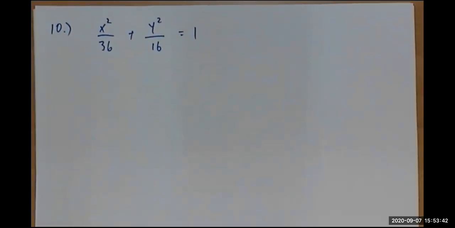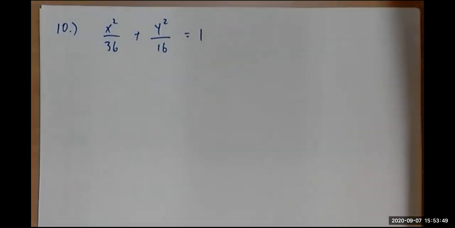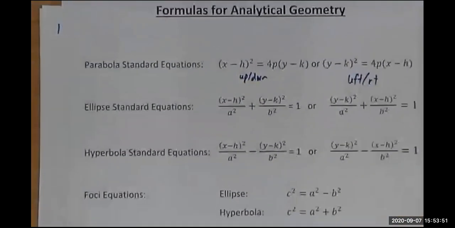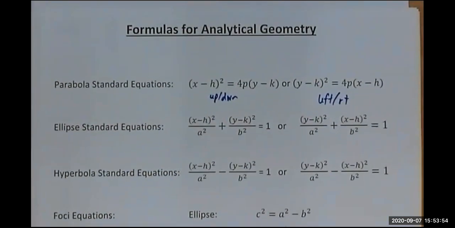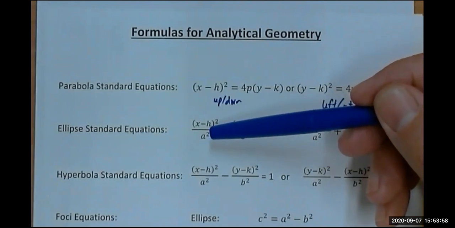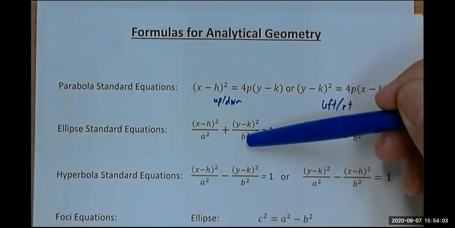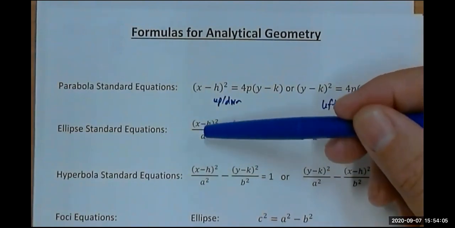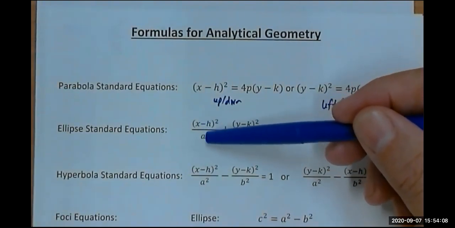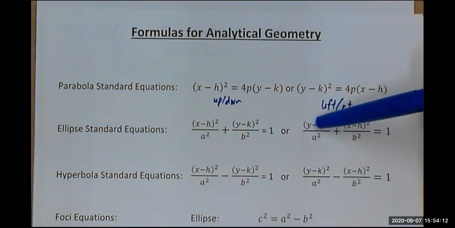We're now ready for problem 10 of these practice test problems. Now we're looking at ellipses. So here are two standard equations for ellipses. Once again, the key is A. If you look at these denominators, A is always larger than B. And if A is under the X, this is going to be a left or right ellipse. If A is underneath the Y, then that's an up or down ellipse.